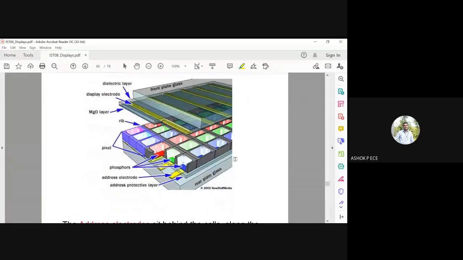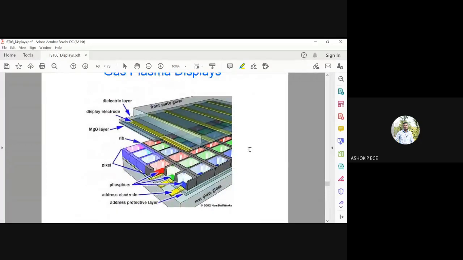So the same thing is shown in a 3D view. You can see the front and back glass plates. You have a dielectric layer, you have a display electrode, you have a layer, then you have a series of pixels. So each pixel has different coloring, as you see, depending on the phosphorus and the address electrode and protective layers. So you have RGB inside, but depending on how much the gas is converting into plasma and producing phosphor, depending on that much amount of color you can see in the display.